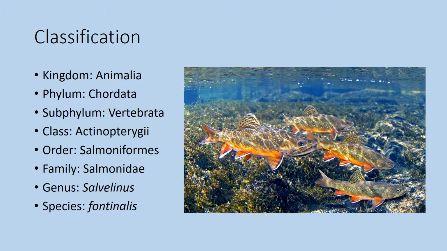So, this is how we classify brook trout. Bear with me, I'm going to butcher some of these names. The kingdom is Animalia, the phylum is Chordata, the subphylum is Vertebrata, the class is Actinopterygii. The order is Salmoniformes. The family is Salmonidae. The genus is Salvelinus, and the species is fontinalis.